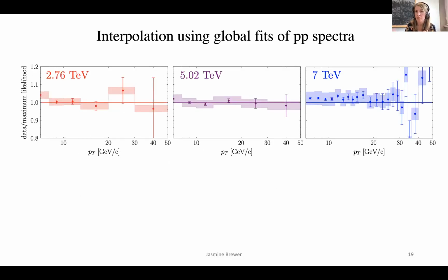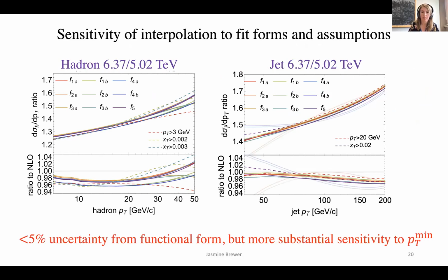And so then of course, if you do this maximum likelihood estimation, you get some fit of the measured spectra. This is just a sketch of the data over the maximum likelihood value for Elise hadron measurements at 2.76, 5.02, and 7 TeV. And if you then use these fits in order to interpolate the 6.37 TeV measurement, then depending on the functional form, you get a variety of different fits.